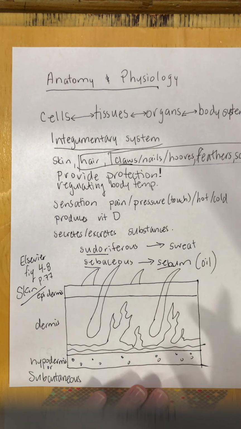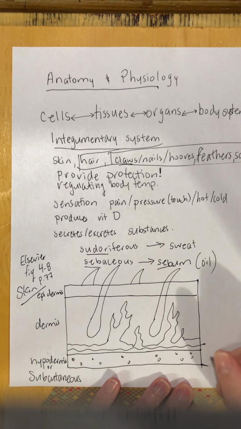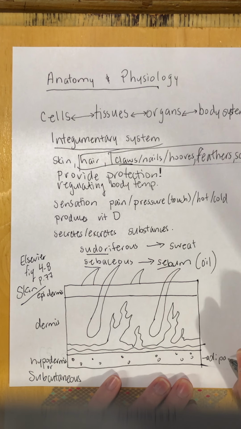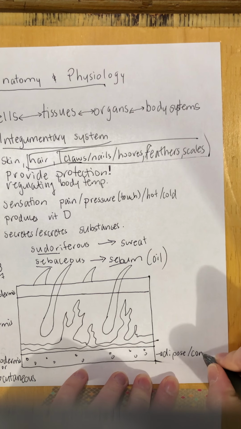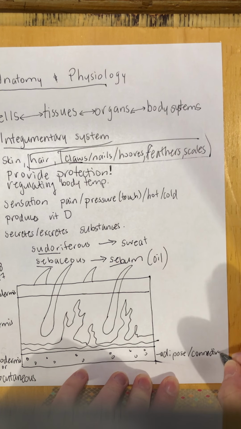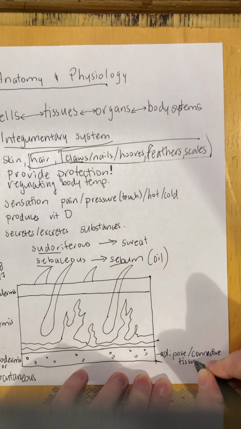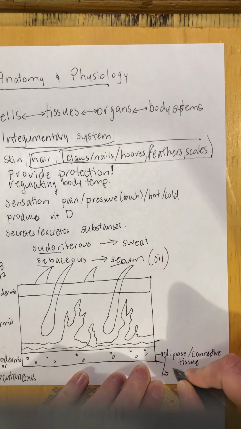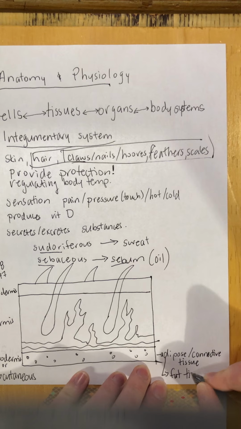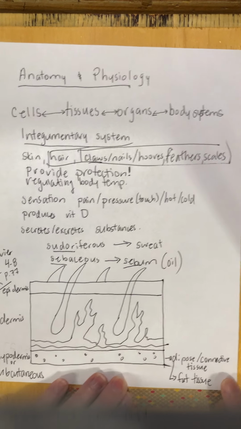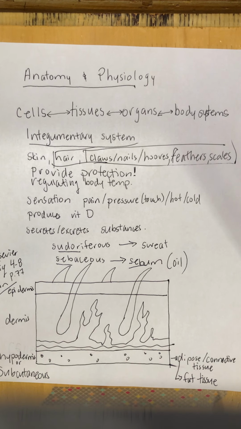So, the bottommost layer here, the hypodermis, is made up of adipose connective tissue. So adipose is fat tissue. Adipose is the fancy medical term for fat.